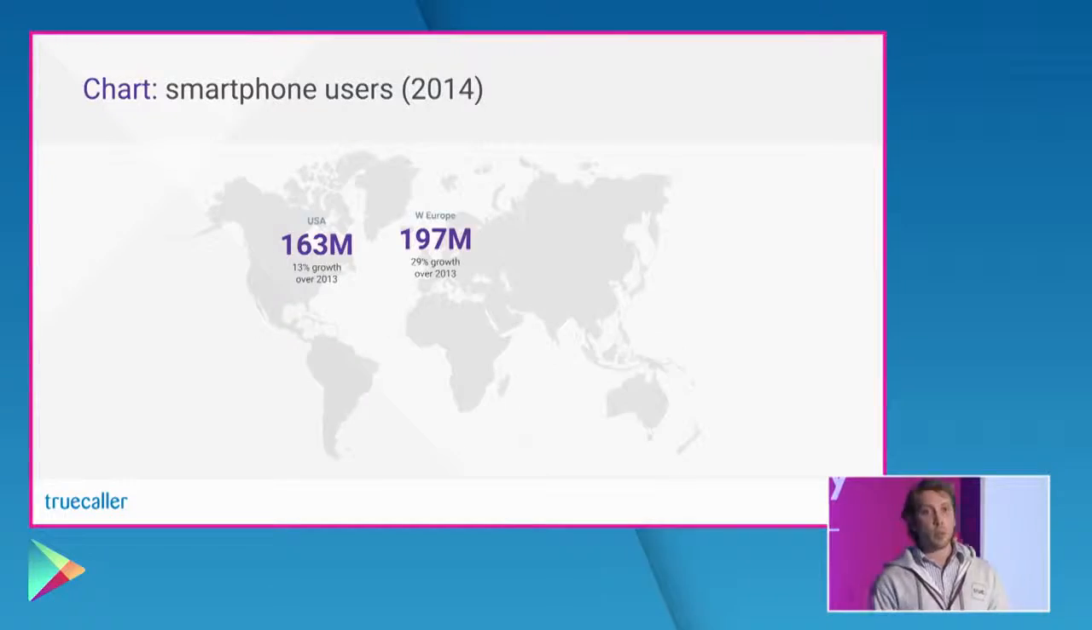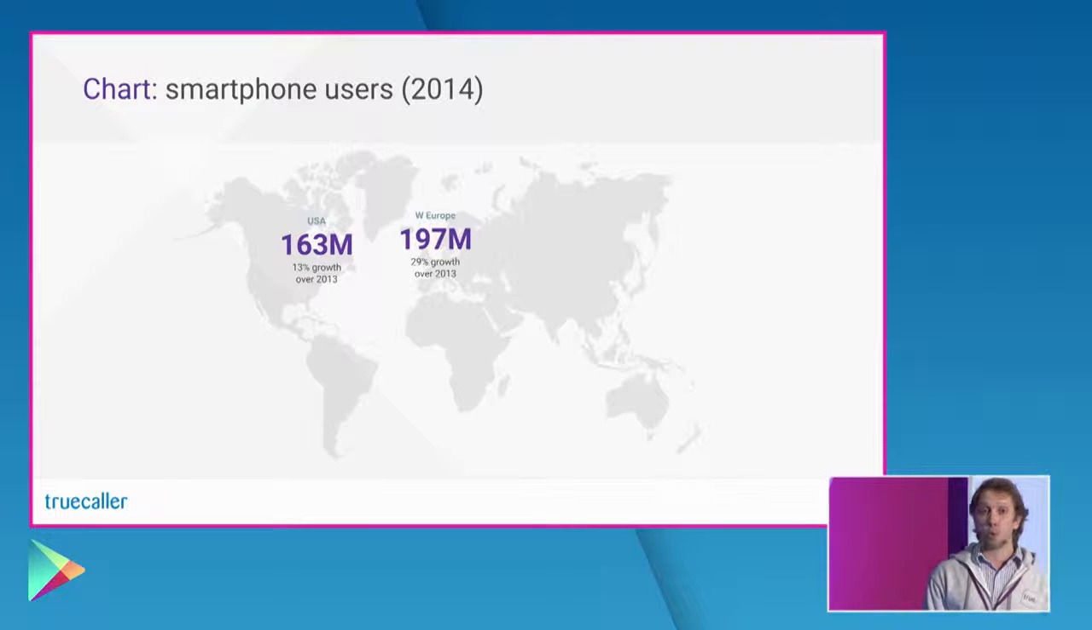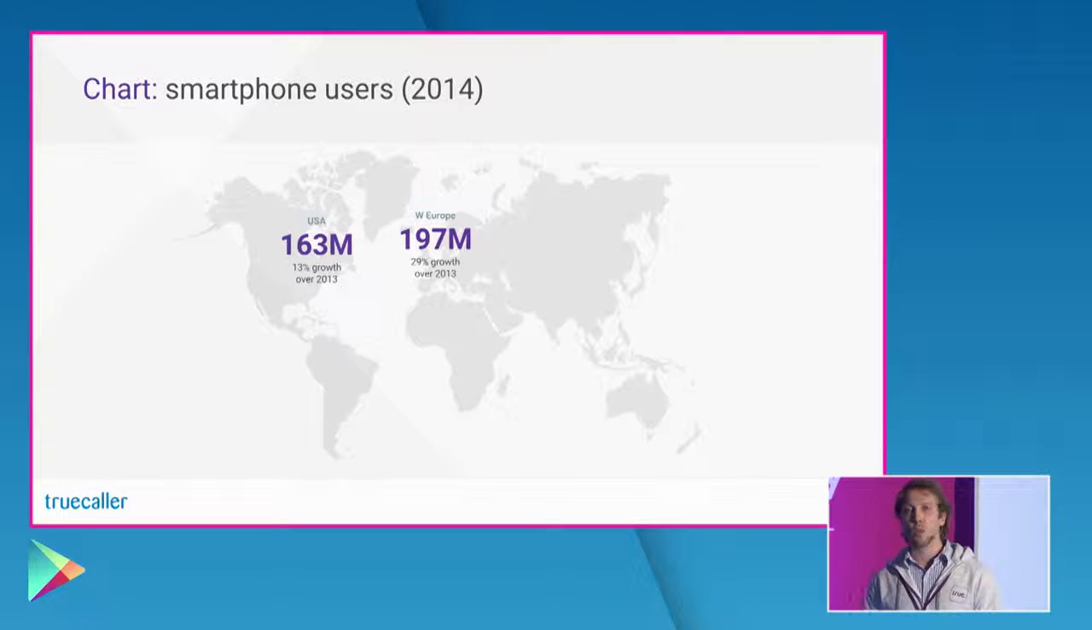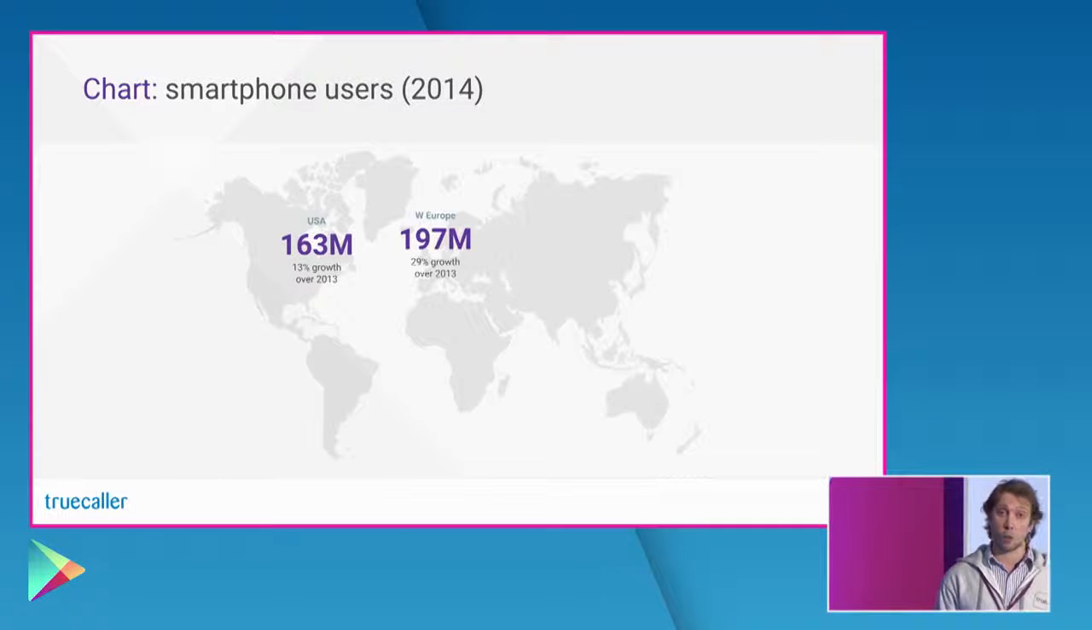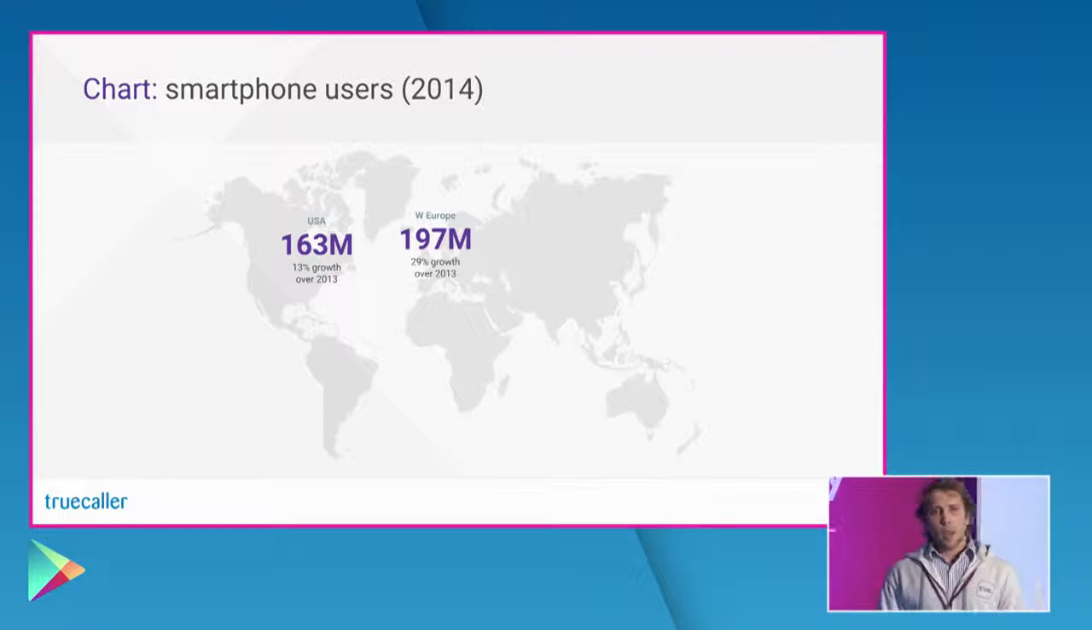So when companies and entrepreneurs want to launch new products, they usually think about the Western markets. So North America and Western Europe. And those have a fairly big amount of potential users. In fact, at the end of 2014, there were 163 million smartphone users in the United States and 197 million in Western Europe. And this amount of users is growing, but in a sort of moderate way.